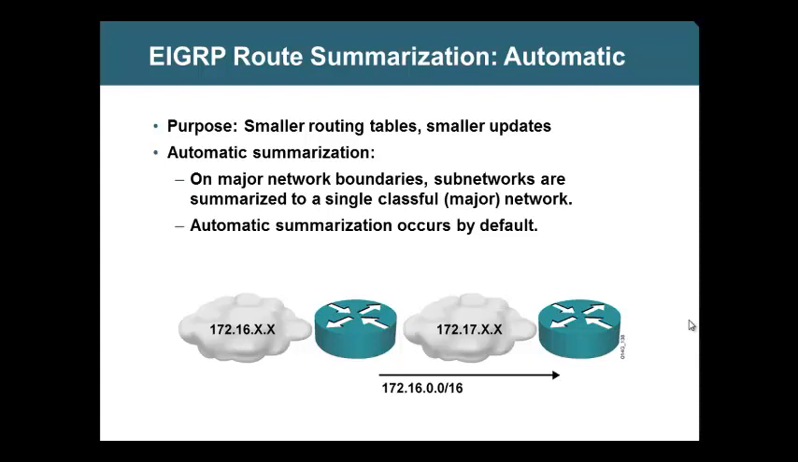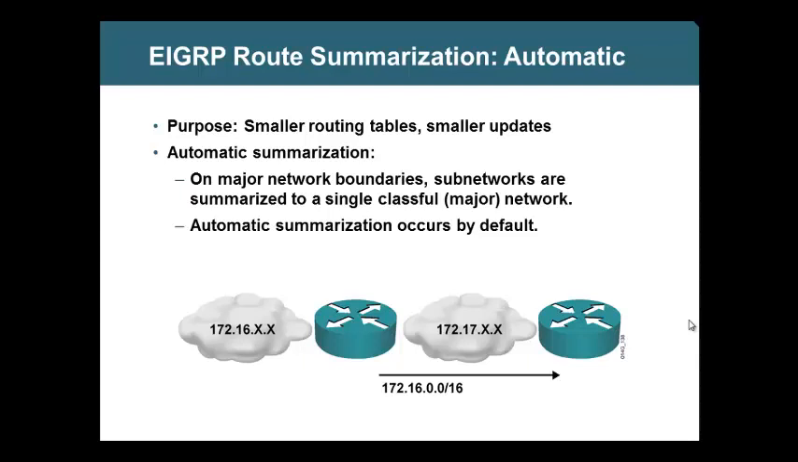So smaller the routing table, smaller the updates. Smaller the routing table, less amount of bandwidth consumed. Smaller the routing table, consumes less amount of processor on the receiving router. The receiving router need not process too many routes. Just the small update. Summarization is really good.